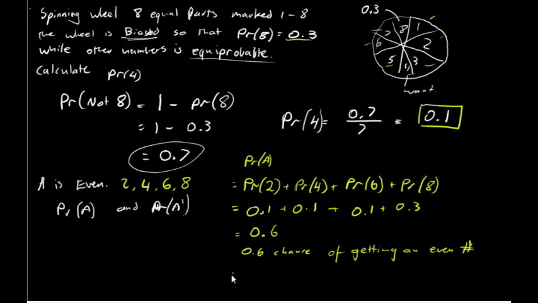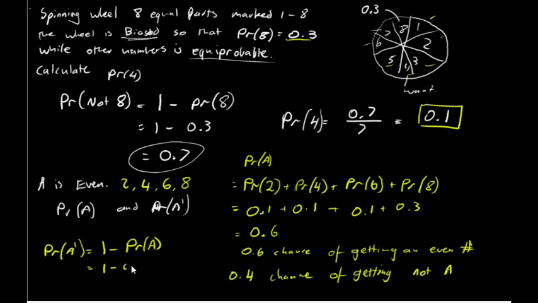Which means that there's a 0.4 chance of getting not A. And that comes from this complementary formula. So the probability of not A is equal to 1 minus the probability that we do have A. So 1 take away 0.6 is 0.4. So a 0.4 chance of getting not A, or in other words, getting an odd number.